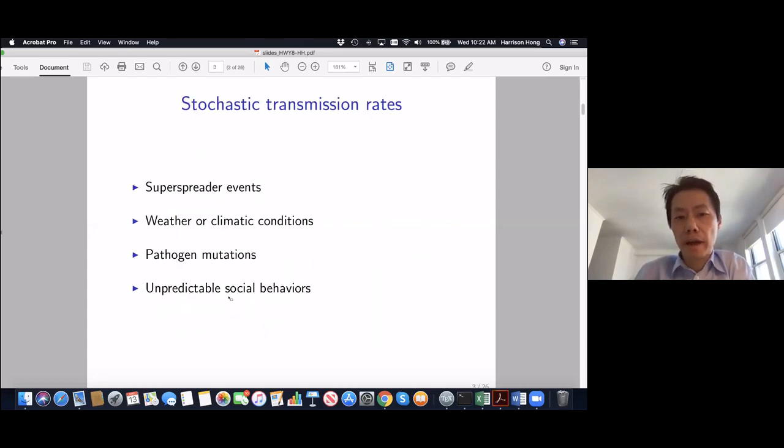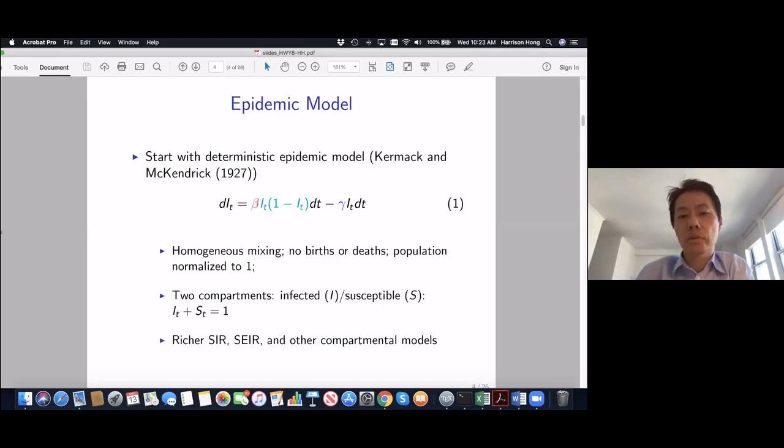So the risks that we have in mind are well documented in the epidemiology literature, which really emanates from stochastic transmission rates. This stochasticity can come from superspreader events, weather or climatic conditions, pathogen mutations, or just simply unpredictable social behaviors. So we'll start with the classic deterministic epidemic model that's probably familiar to everybody in this audience, captured in equation 1. I_t is the fraction of the population that's infected, beta is the transmission rate, and gamma is the exit rate from the infected state.